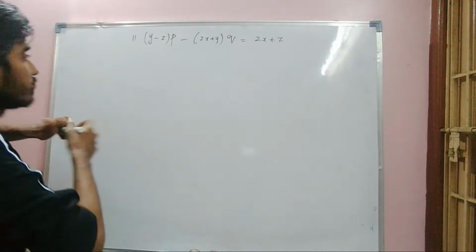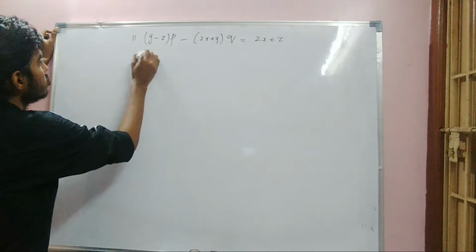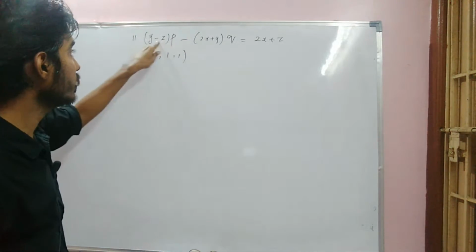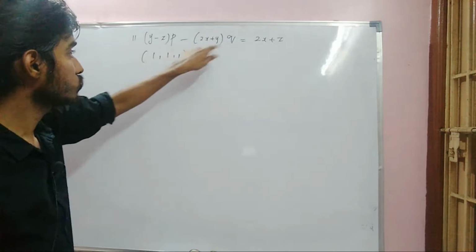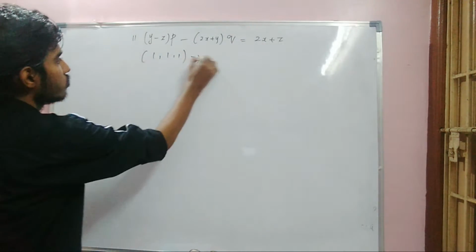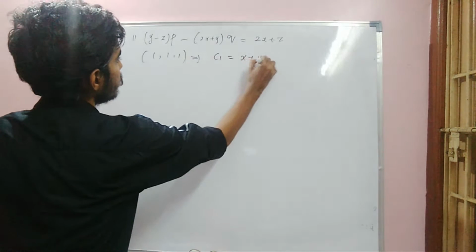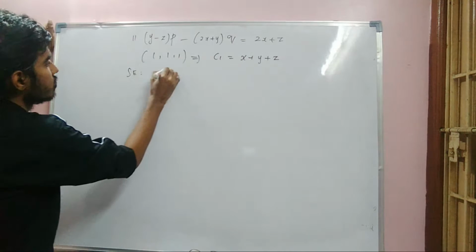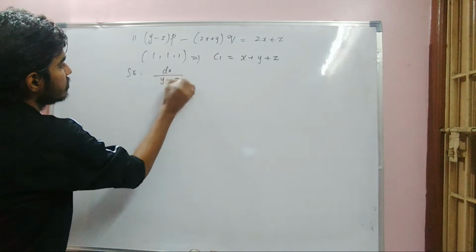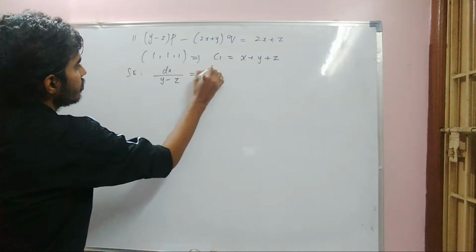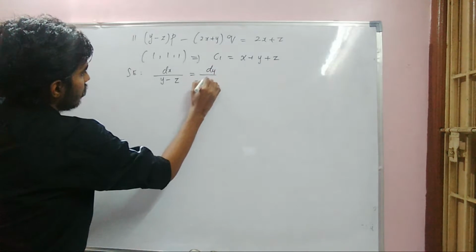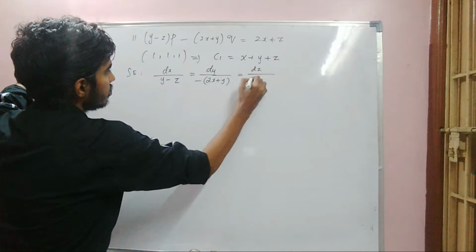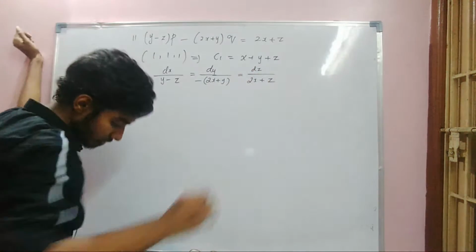So here the first multiplier is 1 comma 1 comma 1, right? Straight away y plus y minus z plus z minus 2x plus 2x. So this is one of the multipliers. Therefore C1 will be x plus y plus z. So what will be my subsidiary equation? Yes, dx divided by y minus z, dy divided by minus of 2x plus y, dz divided by 2x plus z.